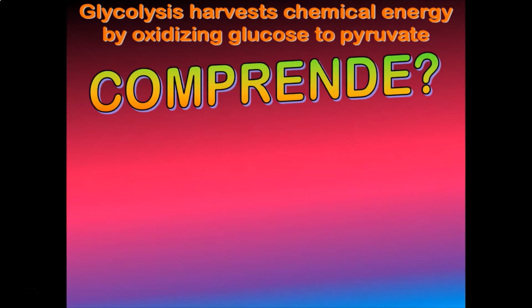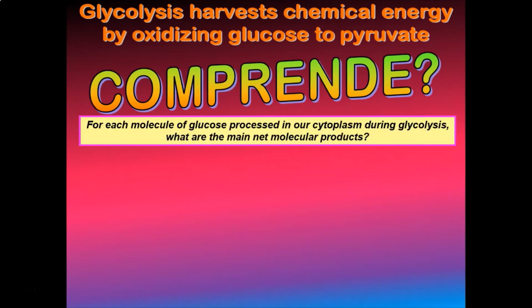So let's see if you can answer this question then. For each molecule of glucose processed in our cytoplasm during glycolysis, what are the main net molecular products? Again, 2 net ATP, 2 NADH, and 2 pyruvate.